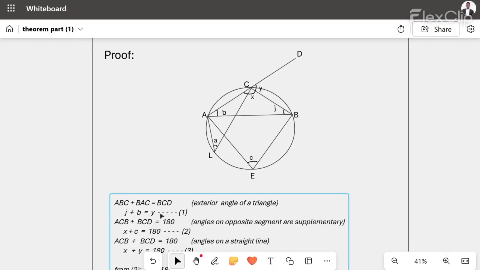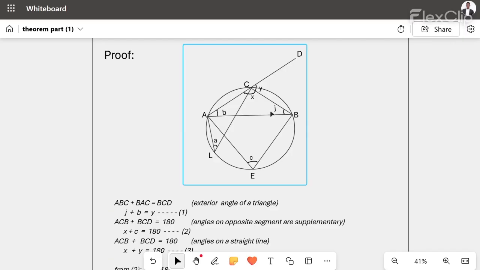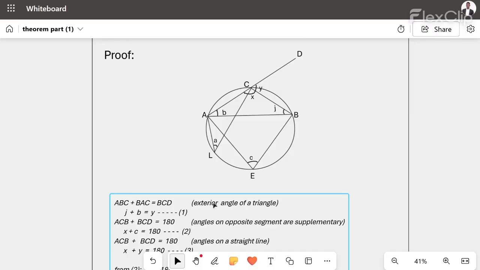And the first thing you see here is angle ABC plus angle BAC is equal to angle BCD. That is, angle J plus angle B is equal to angle Y. Why? Because it's an exterior angle of a triangle. As we all know, this is one of the theorems from our basic geometry. Now let's call this equation 1.